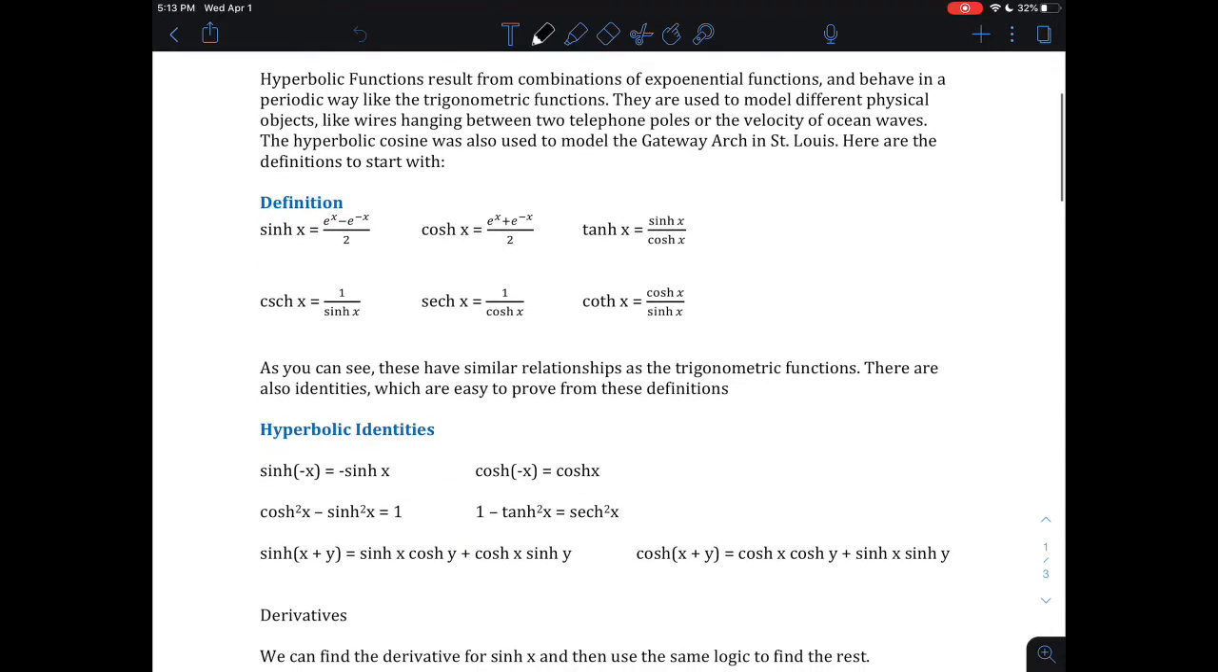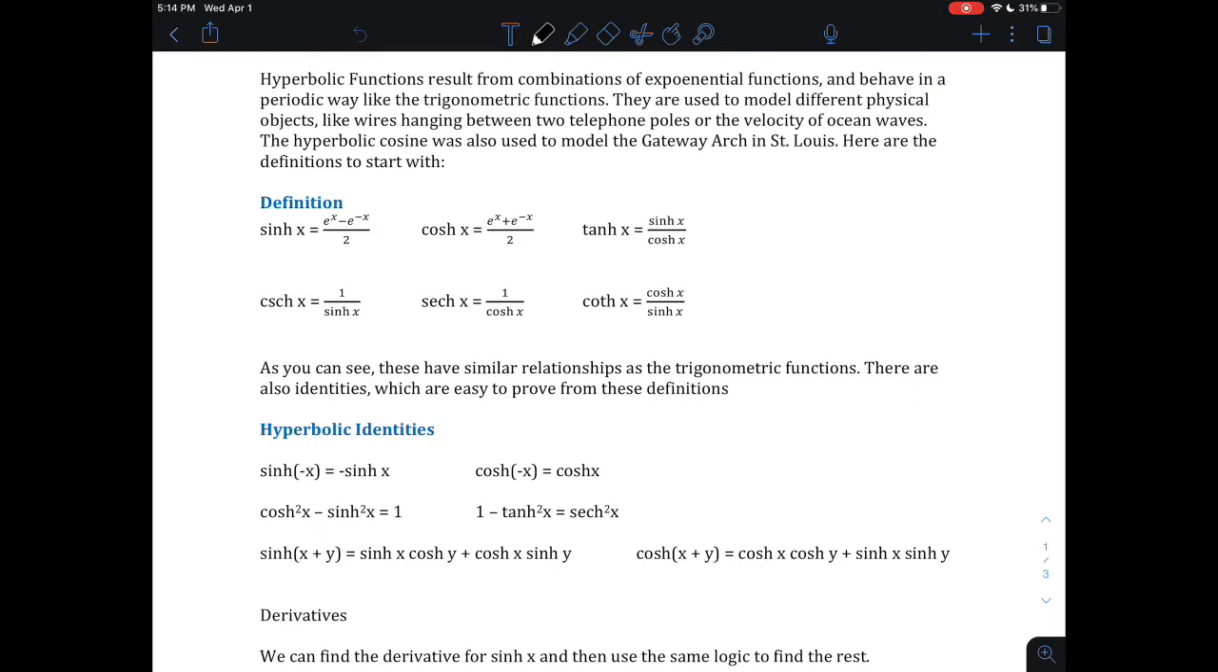So here are the definitions of the hyperbolic functions that we can start with. And this is what I mean about combinations of exponential functions. The hyperbolic sine function, hyperbolic sine of x, is equal to e to the x minus e to the negative x, divided by 2. And then the hyperbolic cosine function, hyperbolic cosine of x, is equal to e to the x plus e to the negative x, divided by 2.